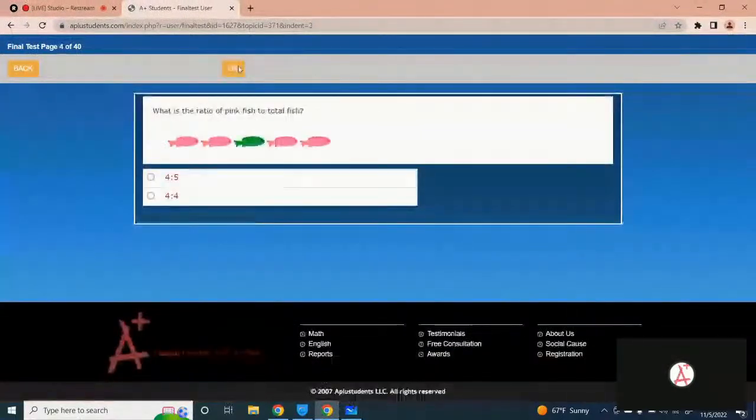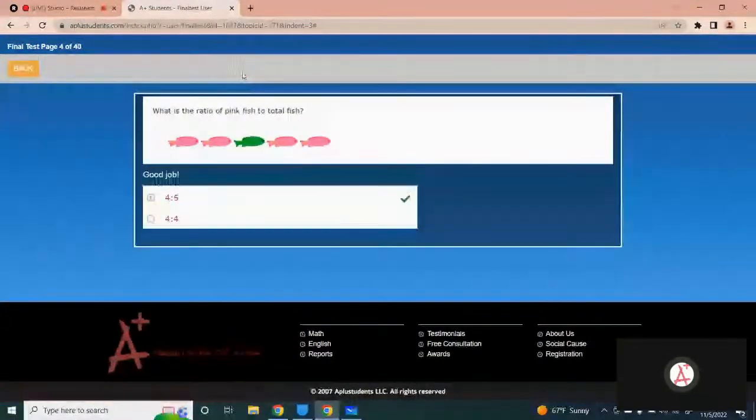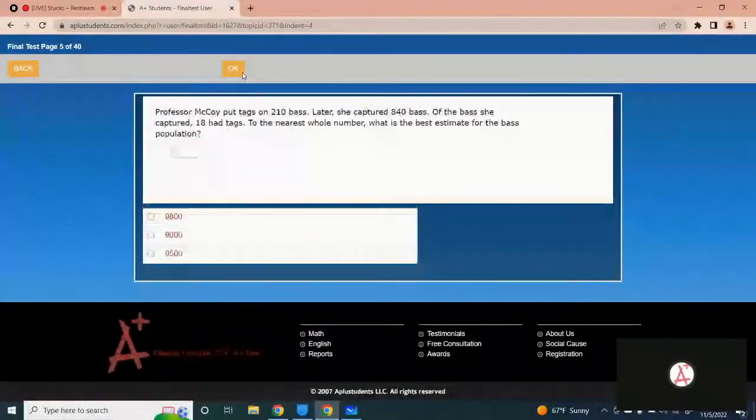Okay, what is the ratio of the pink fish to the total fish? So how many pink fish do we have? It would be 4, and the total fish are 5. So it would be 4 to 5, because pink are 4 and in total they are 5. Yes, just select the correct option, then click on the OK button.